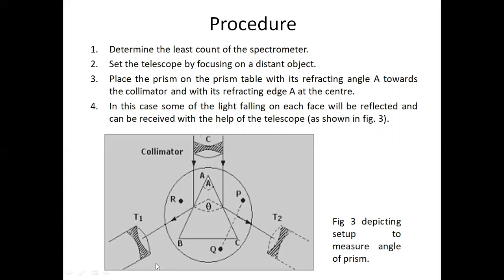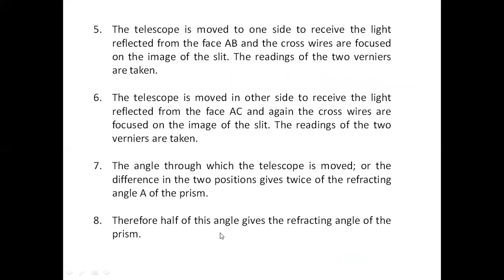So you have to rotate the telescope to observe the reflected light coming from the prism from both the faces. The telescope is moved to one side to receive the light reflected from face 1, AB, and the telescope consists of cross wires. The eyepiece in the telescope consists of cross wires which must be focused on the image, and then the readings of the two vernier scales are taken, V1 and V2.